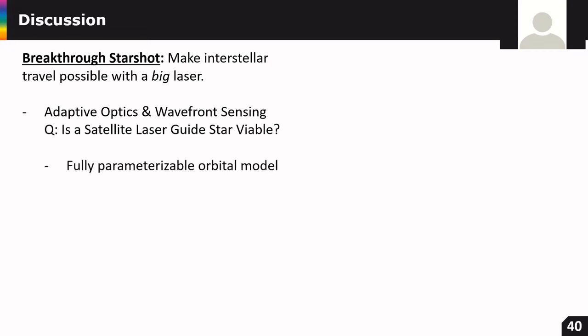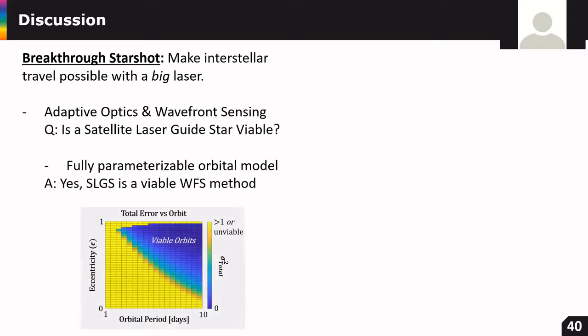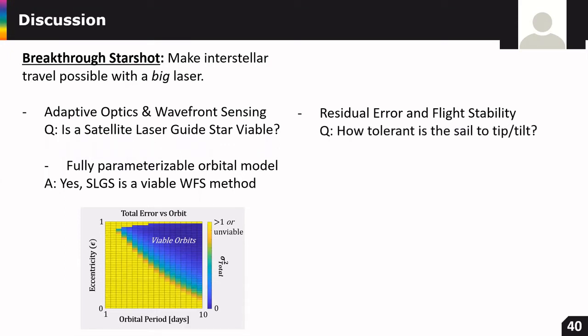So to do that, I had to create a fully parameterizable orbital model, which allowed me to track these positions and the errors for different orbits. And what I found is that SLGS is a viable method for wavefront sensing over the first 30 seconds. And all you have to do is select one of those orbits and do a cost optimization on it. Now with residual error on the flight, I wanted to determine if stable flight was possible given residual errors. And more specifically, how tolerant the sail is to residual tip tilt errors.